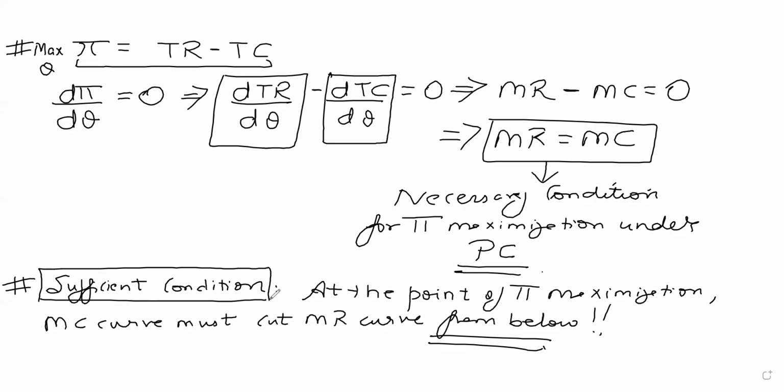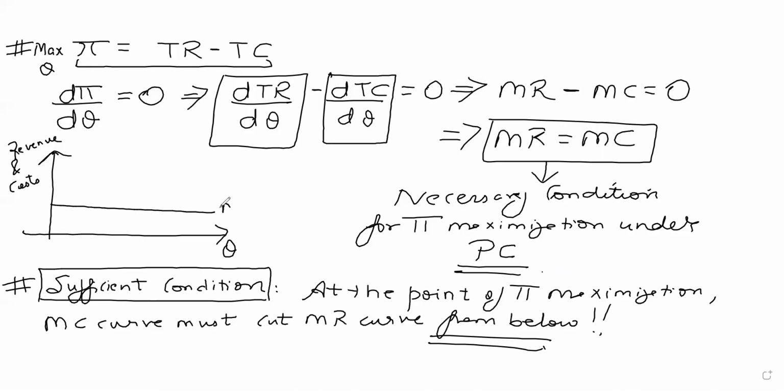Okay, so let me quickly draw a small diagram here. This is quantity, and we have the revenue and costs. This is my marginal revenue under perfect competition, which is equal to price, which is equal to average revenue. And this is my marginal cost. All students know the shape of marginal cost from the previous lectures on firm theory. Now you can see that here MR is equal to MC, and here also MR is equal to MC.